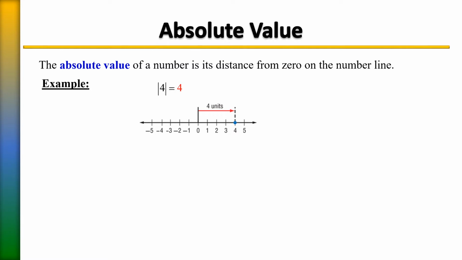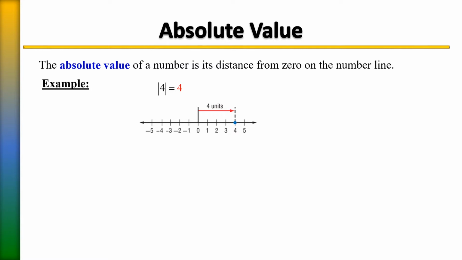So let's start at 0 to see what its distance from 0 is. So 1, 2, 3, 4. So to get to 4, we had to jump 4, which means it is 4 units from 0 on the number line. Well, how about the absolute value of -4?